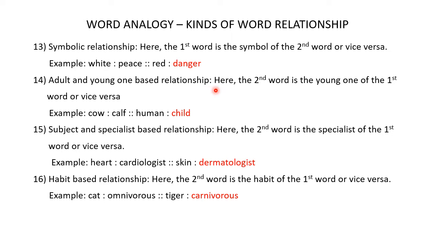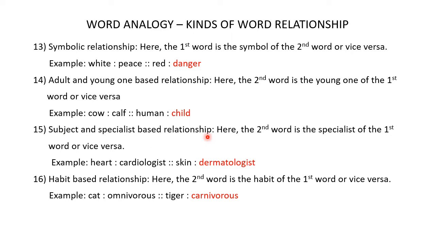Adult and young one based relationship. Here the second word is the young one of the first word, or vice versa. For example, the young one of a cow is a calf. Similarly, the young one of a human is a child.